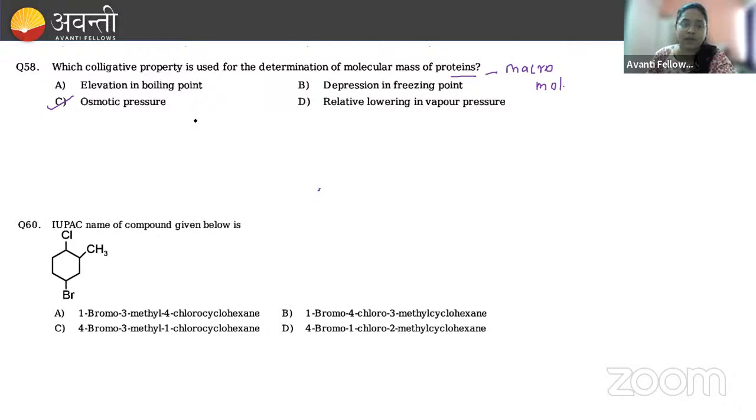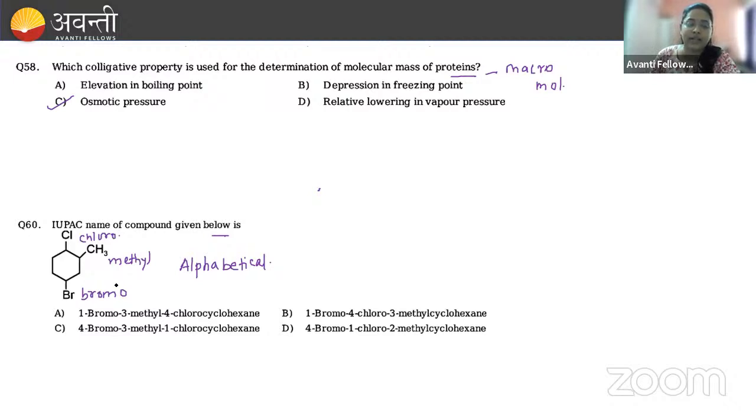Next question: the IUPAC name of the given compound is? How can we solve this problem? We need to start with the options. We need to start from alphabetical order. How many substituents are present? Three substituents: bromo, methyl, and chloro.